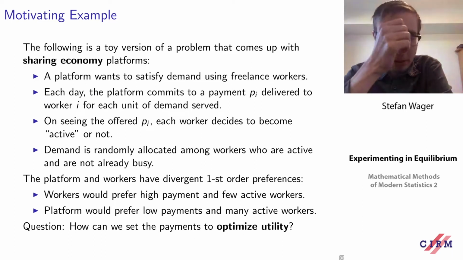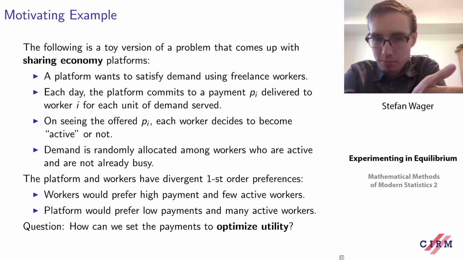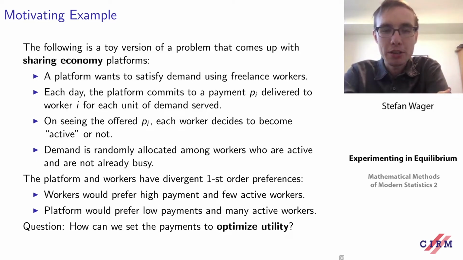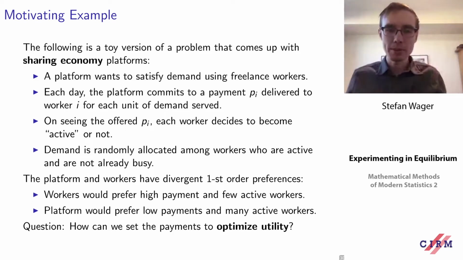And so anyways, I think just by inspection, one should see that this is any kind of equilibrium model. Here, different agents have different preferences. The workers would generally prefer to receive large payments and have few other active workers, so they don't need to compete for the available demand. On the other hand, the platform would want to have low payments and many active workers to make sure all the demand gets served.